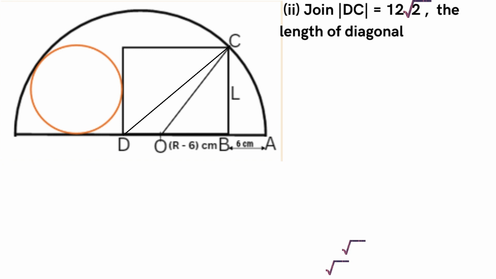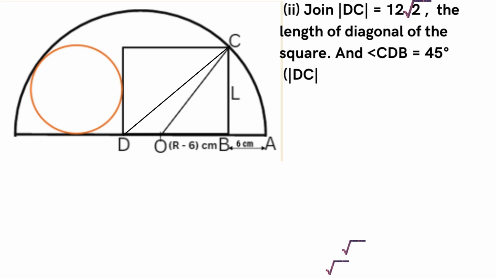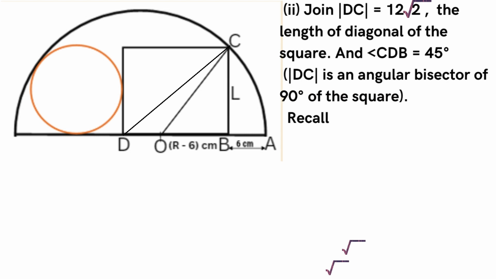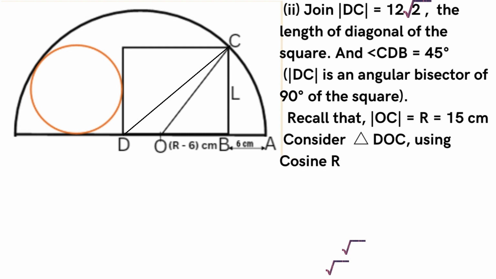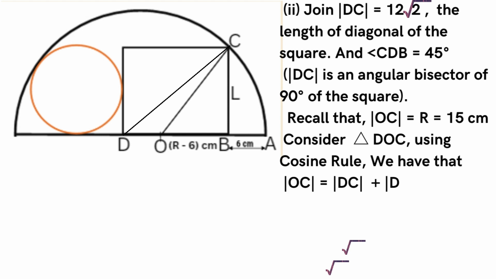squared. For question 2, join DC, which equals 12 times the square root of 2, and angle CDB equals 45 degrees. Recall that OC equals R equals 15 centimeters. Consider triangle DOC. Using the cosine rule, we solve for DO by substituting the other values we have found.